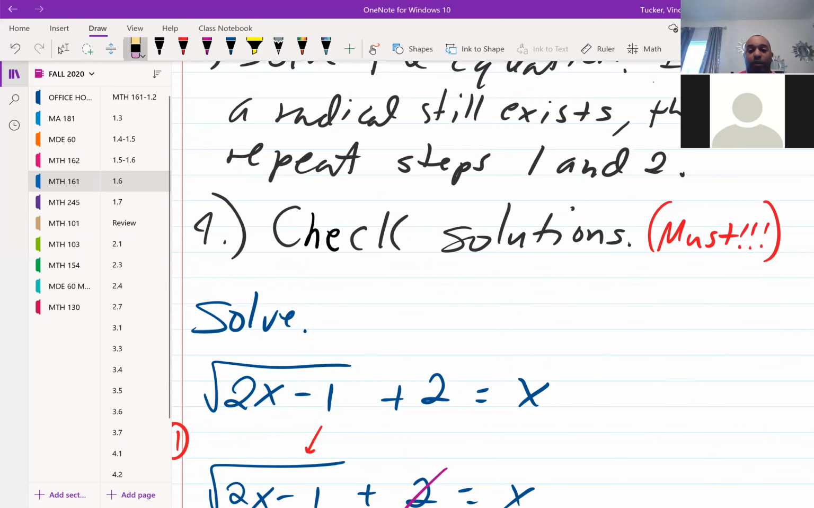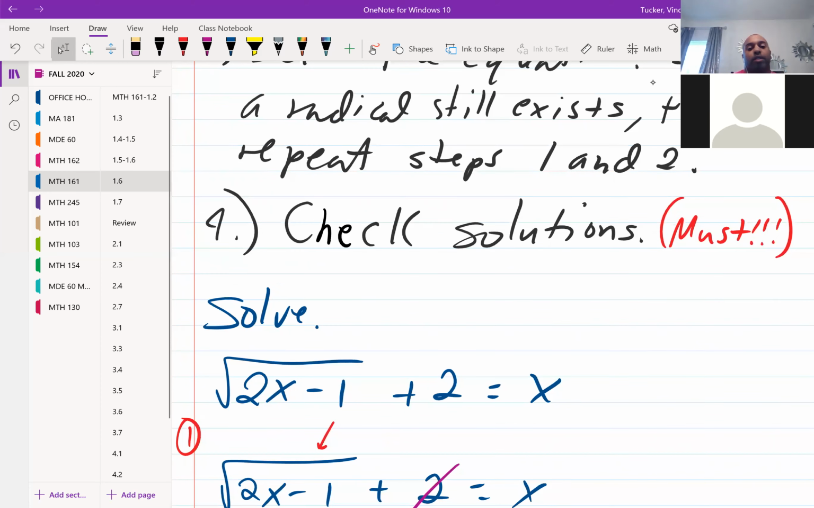All right, so let's look at the first one. It says the square root of 2x minus 1 plus 2 equal to x. Sorry about that.